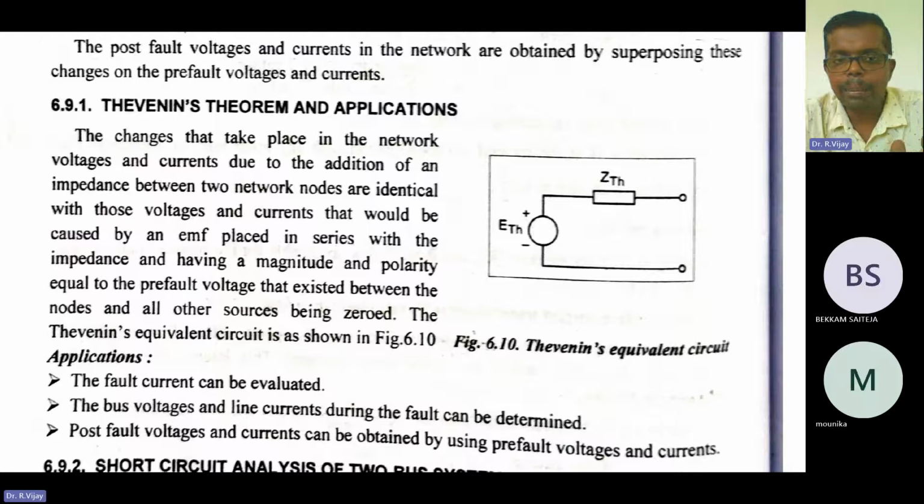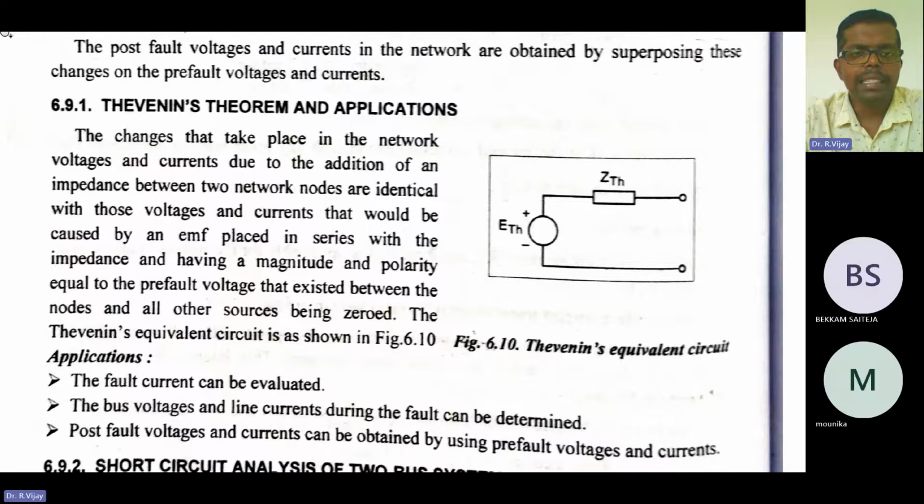So that might be replaced by one voltage source, that is the Thevenin voltage, and also the resistance. Say, for example, many resistances or many impedances are there. That is replaced by one resistance, or R Thevenin, the Thevenin resistance or impedance Z Thevenin. That is, we connect that voltage source in series with the impedance or in series with the resistance. So that is called your Thevenin's theorem.